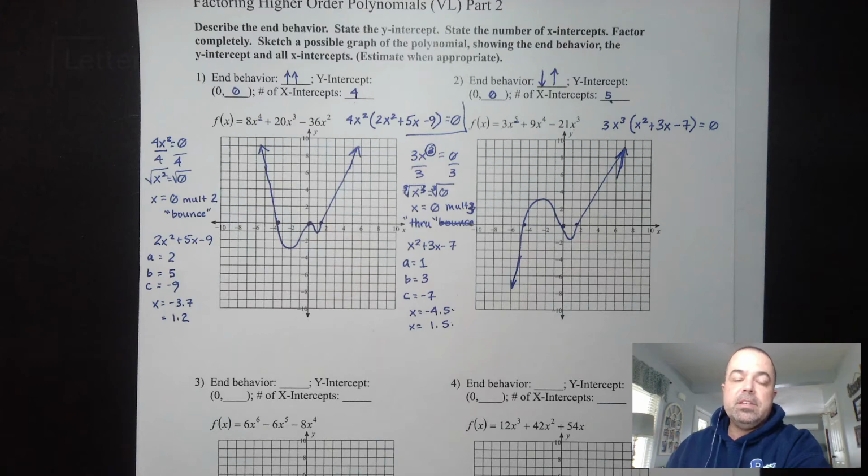So hopefully from my mistake, you see the importance of making sure that everything checks out before we go ahead and graph it. Make sure that your degree, whatever the highest exponent is, matches up with the number of x-intercepts that you actually come out with. Make sure that you always have a y-intercept, and make sure that you have figured out what your end behavior looks like. Okay?